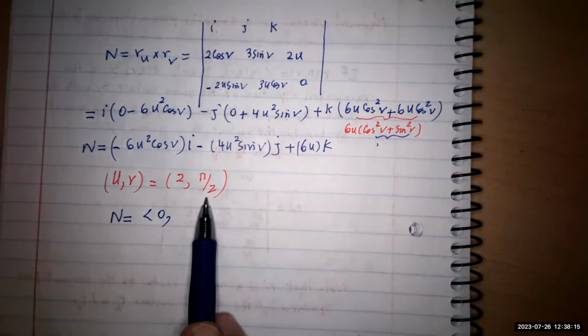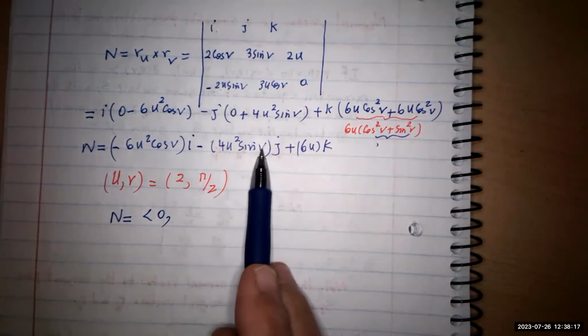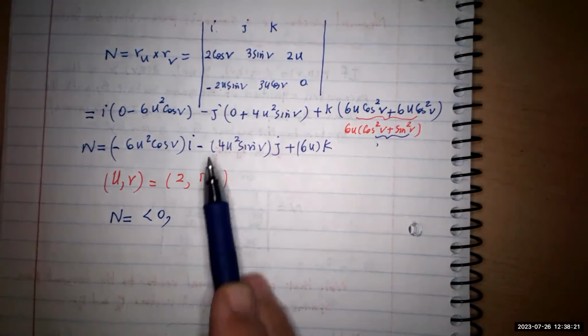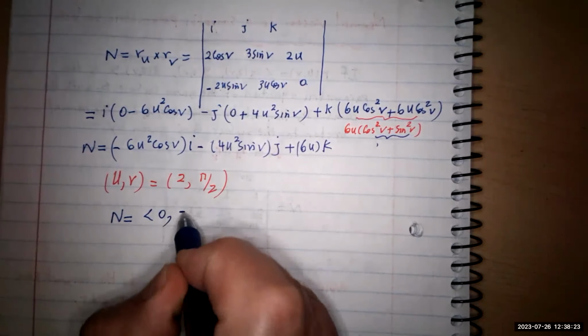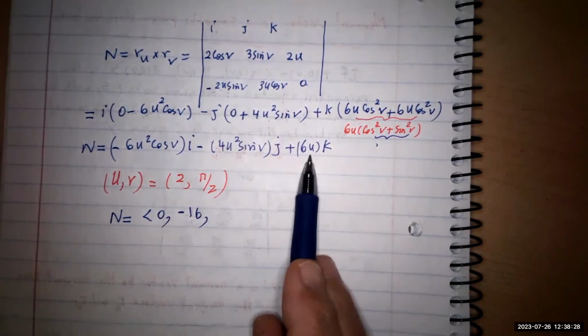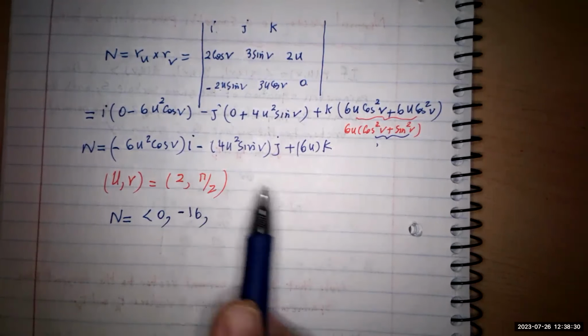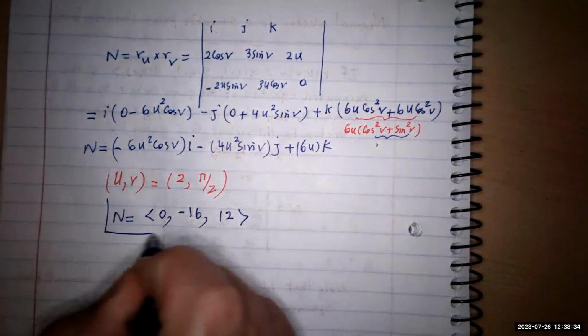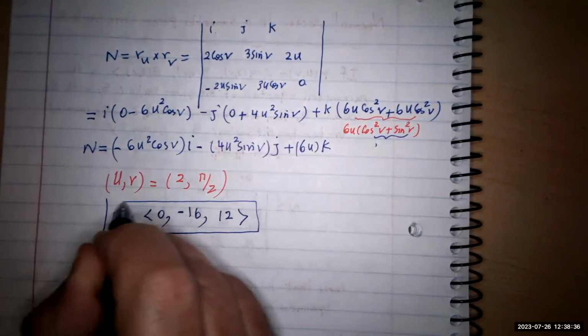In the second part, you have a sine of pi half. Sine of pi half is 1. 2 squared is going to be 4 times 4, 16. So that gives you a negative 16. And the third one, 6u, 6 times 2 would be 12. So that gives you 12. So this is going to be your normal vector.